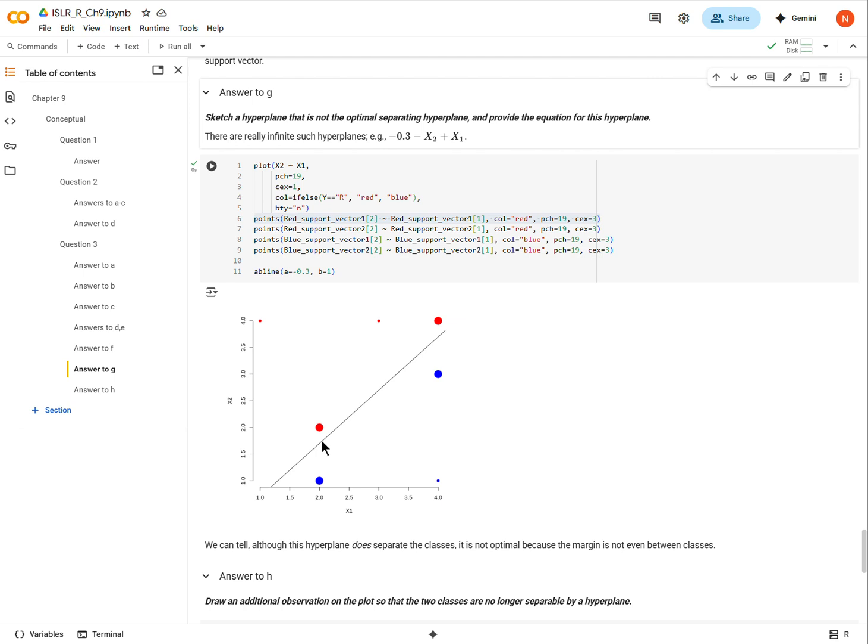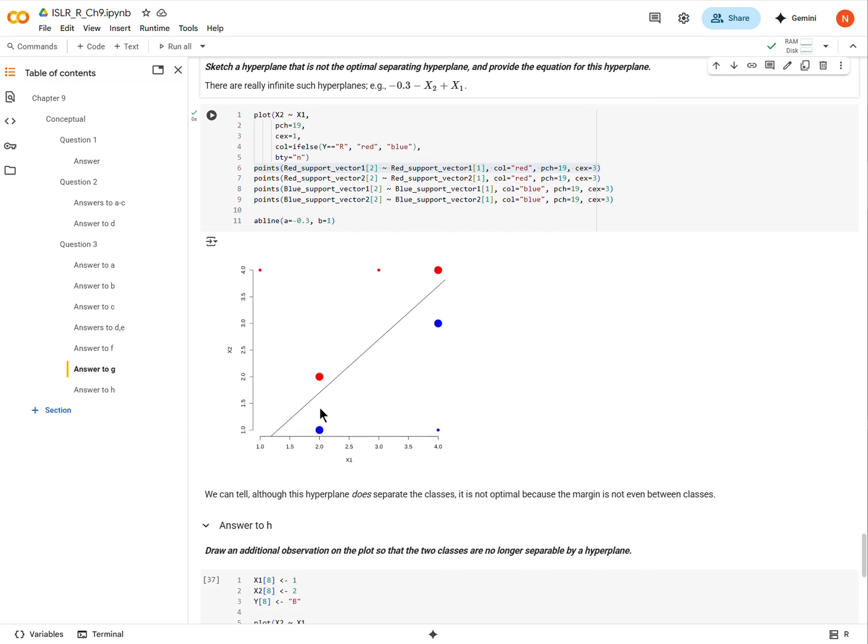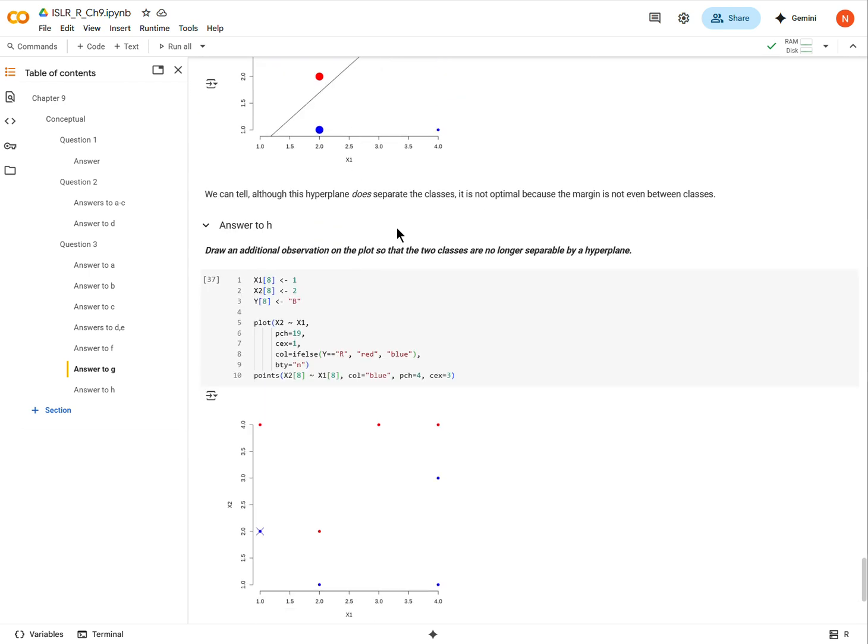But you notice now that the line here is not evenly spread, or equidistant, between the pairs of support vectors, and so it's not optimal. But again, there are infinite of these, and anybody could have very different answers.